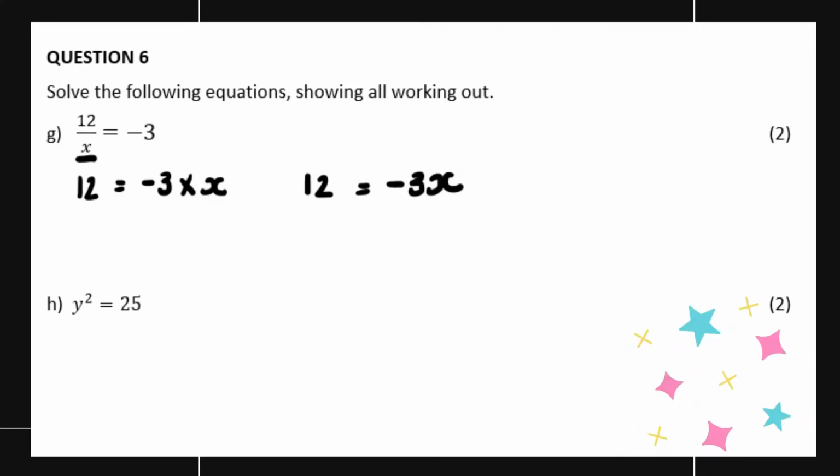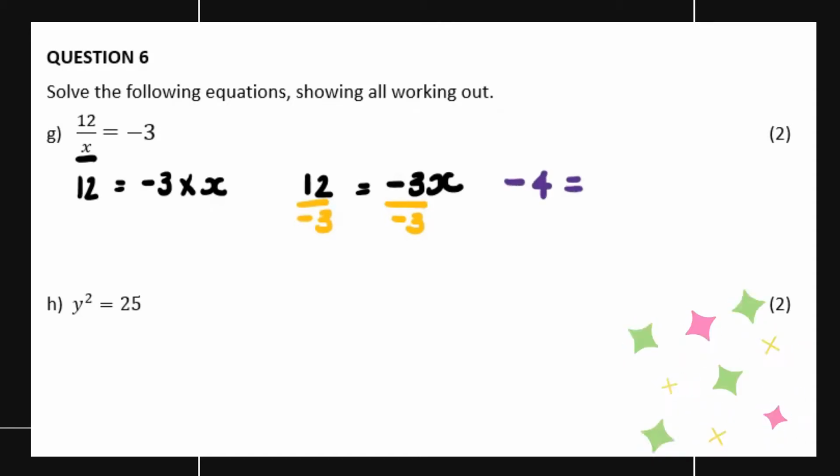From here, you know exactly what to do. We want to remove the negative 3. So we would divide both sides by negative 3. This then would give us the result of negative 4, which is equal to x. You can also write it differently, or swap the x and the negative 4 around and say that x now is equal to negative 4.